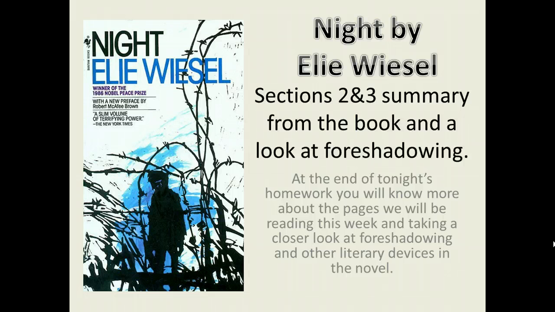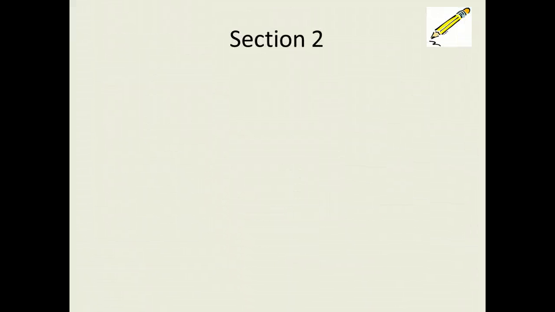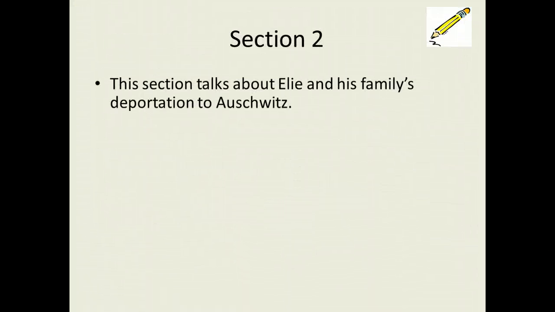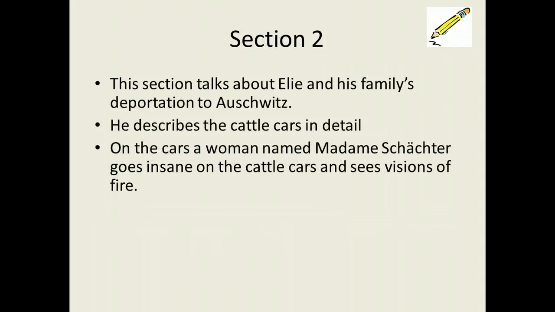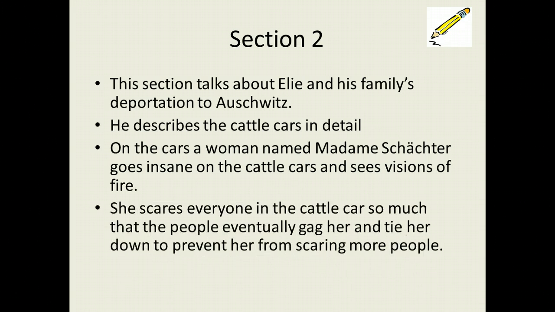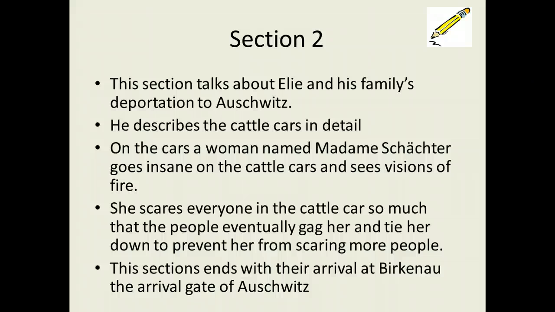All right, so as we read in class, we looked at Elie and his family's deportation to Auschwitz, and he describes the trip in the cattle cars in detail. And we also are introduced to Madame Schachter, who goes insane on the cattle cars and starts to see visions of fire. And she really does a good job at scaring everybody in the cattle car so much that they eventually gag her and tie her down to try and prevent her from scaring more people. This section also ends with their arrival at Birkenau, or the arrival gate at Auschwitz.